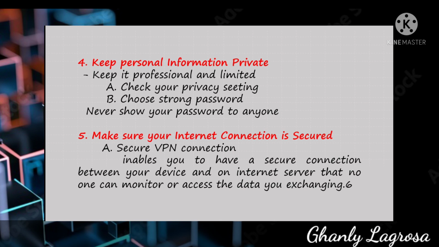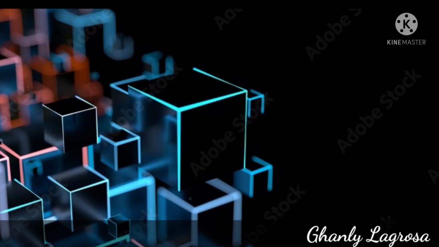Rule number 5, make sure your internet connection is secured. If you connect your device to a public Wi-Fi connection, take note that you have no direct control over its security. You can use a secure VPN connection. This enables you to have a secure connection between your device and the internet server so that no one can monitor or access the data that you're exchanging.